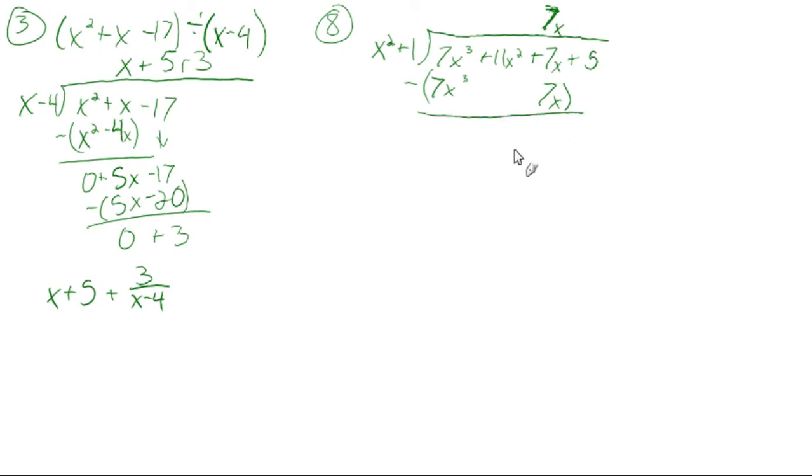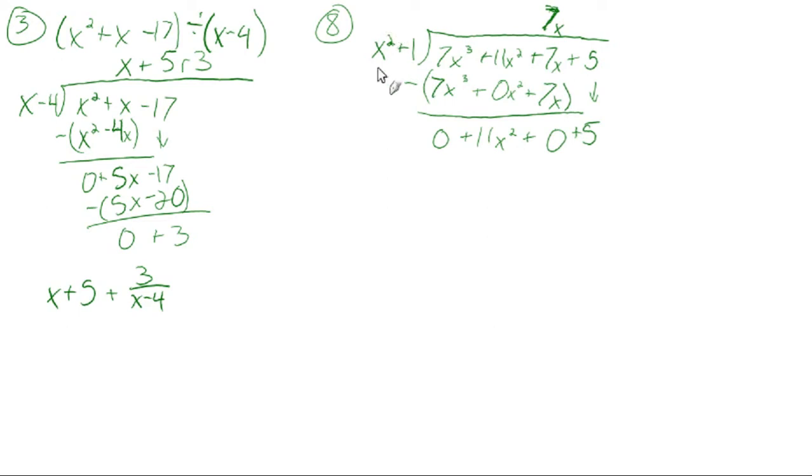Okay. So we do 7x cubed minus 7x cubed, and we get 0. 11x squared minus nothing. We could put 0x squared here if we wanted to. 11x squared minus nothing is still 11x squared. Then 7x minus 7x is also 0. And then we bring down the 5. So all we really have here is 11x squared plus 5.